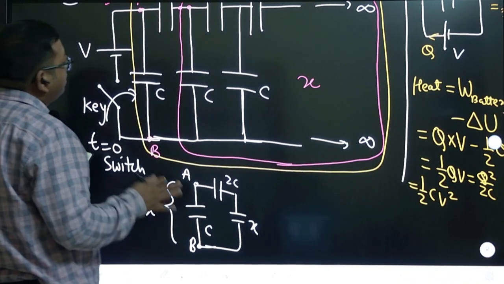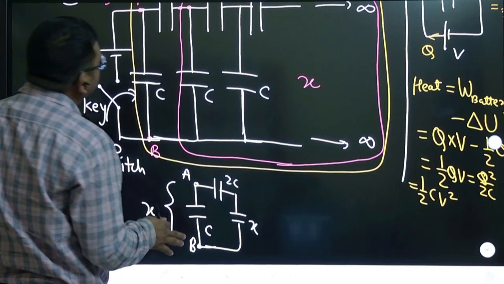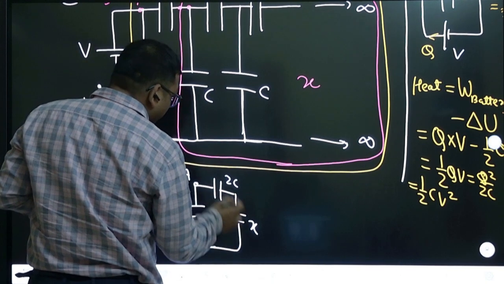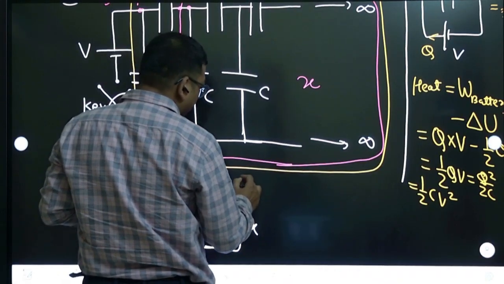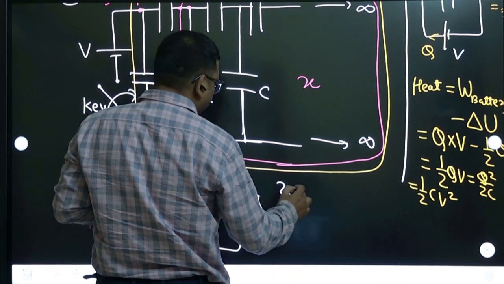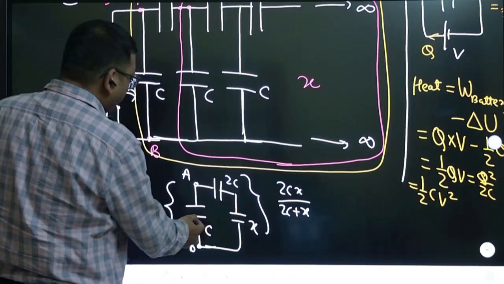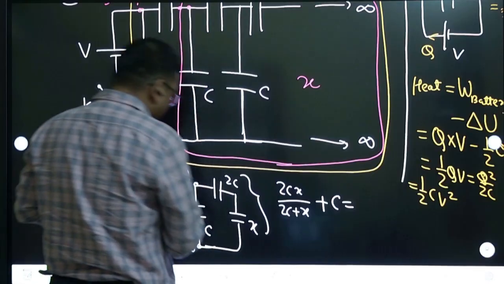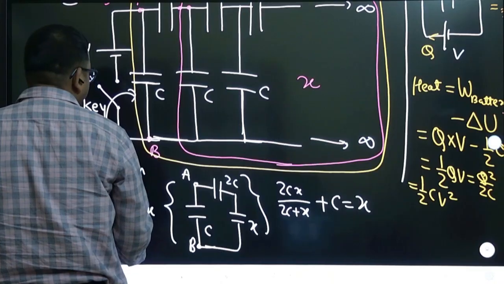So very easily you can solve this question now. Think about it and solve. This branch will be what? 2C and X. What is the series combination of this? 2CX by 2C plus X, right? And this will become parallel with C. So this plus C must give again X. From this equation you can calculate X. Let us calculate that.